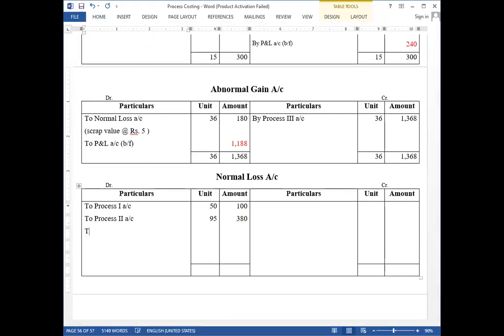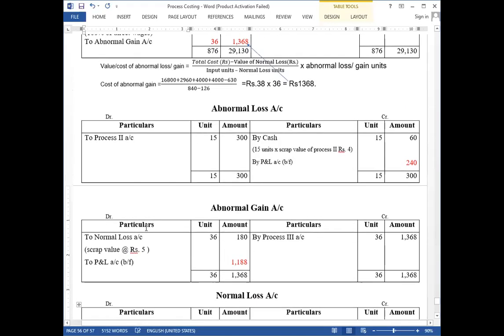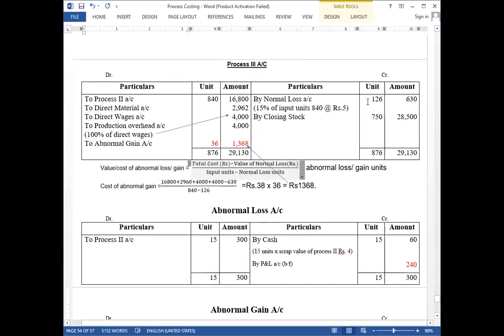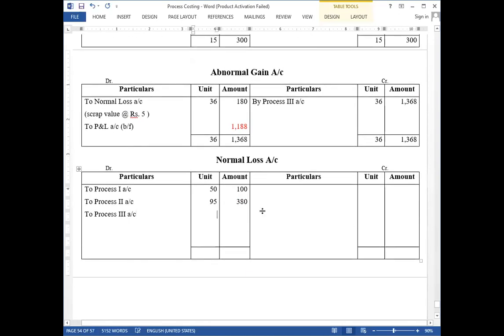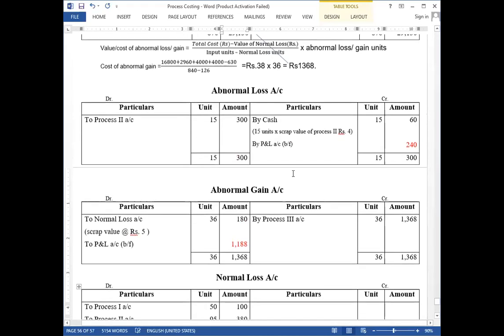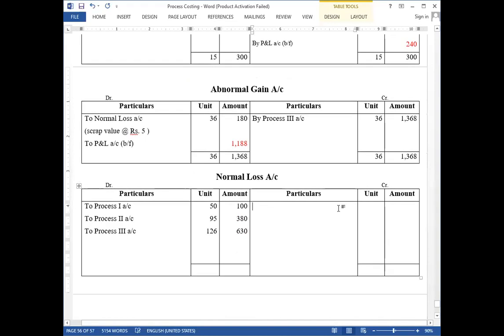Next, to process 3 account. In process 3, what is the normal loss? 126 units and 630 rupees. Correct? This side, in abnormal gain also, one normal loss is there. This is nothing but what you have cancelled. Am I right? So you are going to write it on the opposite side, by abnormal gain account, that is 36 units at the rate of 180.